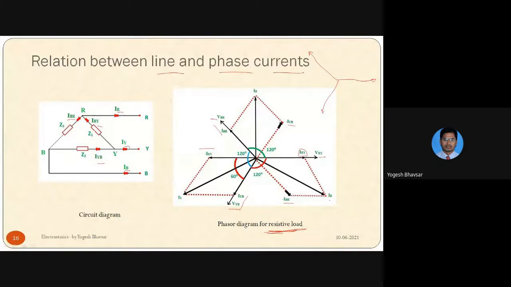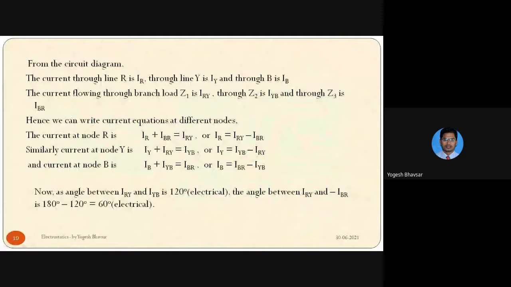Why IR? Now look at this circuit diagram again. Let us consider this point R, which is a junction point or node, where IR is incoming, IBR is incoming, and IRY is outgoing. So we can have the relation IR plus IBR is equal to IRY.